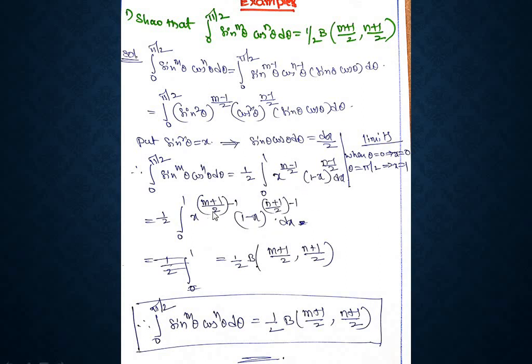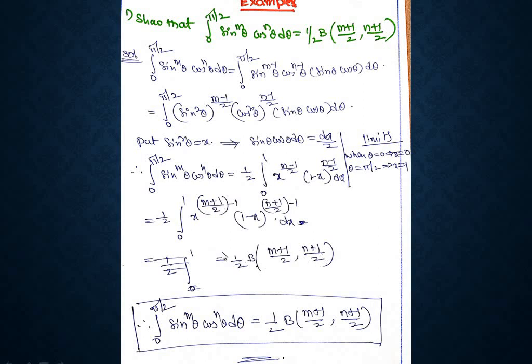If you see, this is in the form of x power m minus 1, (1 minus x) power n minus 1, the basic definition of the beta function. So what is m comma n here? m is equal to (m plus 1) by 2, n is equal to (n plus 1) by 2.